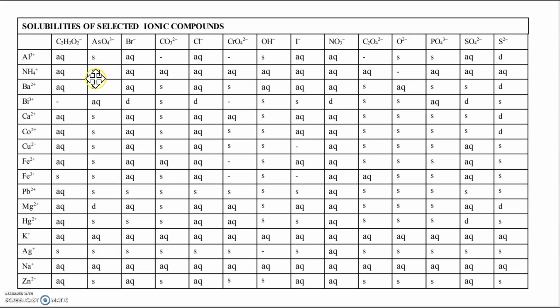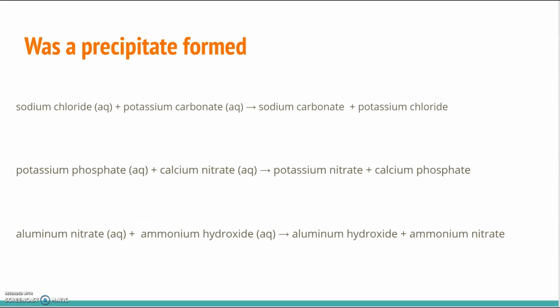So that would be a different type of chemical reaction that we're not going through. So to find out if something is soluble, like aluminum acetate, so that's this first box here, you find aluminum here, acetate here, and it says AQ, so that would be soluble in water. If you wanted to know aluminum with bromide, that is also soluble in water. Aluminum and hydroxide, however, is not soluble in water. So, was a precipitate formed? In the lab, you can visually see that. But we can also predict it from our solubility chart.